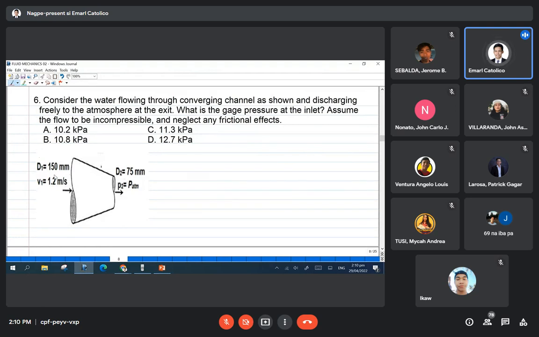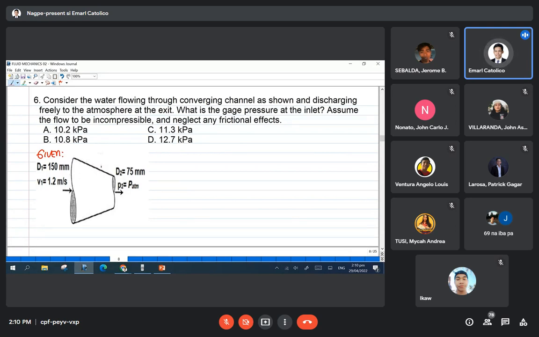So number 6, consider the water flowing through converging channel as shown and discharging freely to the atmosphere at the exit. What is the gauge pressure at the inlet? Assume the flow to be incompressible and neglect any frictional effects. So ito na pala yung given. Ano? So meron tayong given.